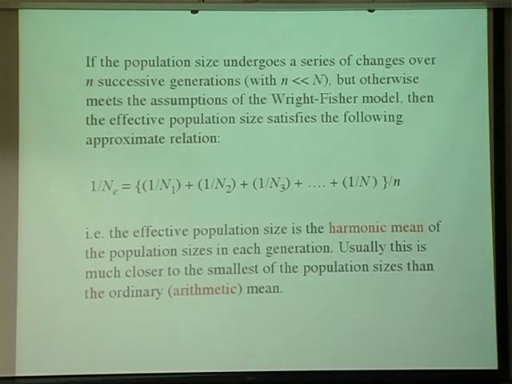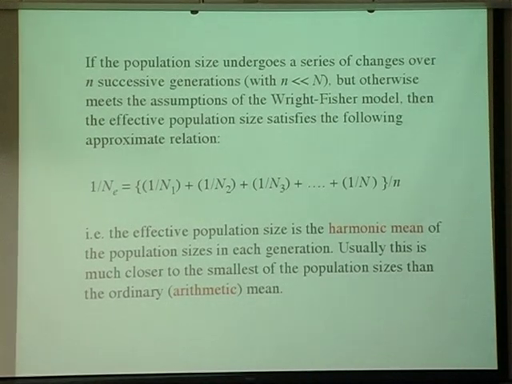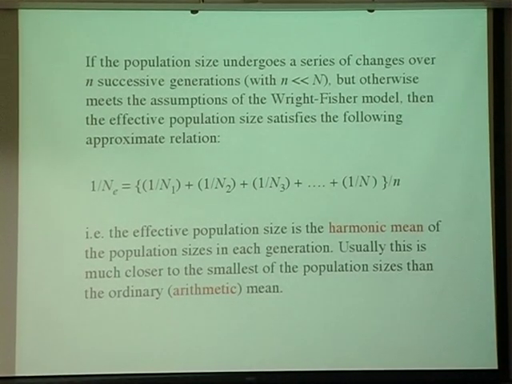Okay? So again, emphasize, you calculate this from the model. It's not something you can go out there and count. It's a mathematical construct which gives us a good approximation to the rate of genetic drift, in this case measured in terms of the mean coalescent time.